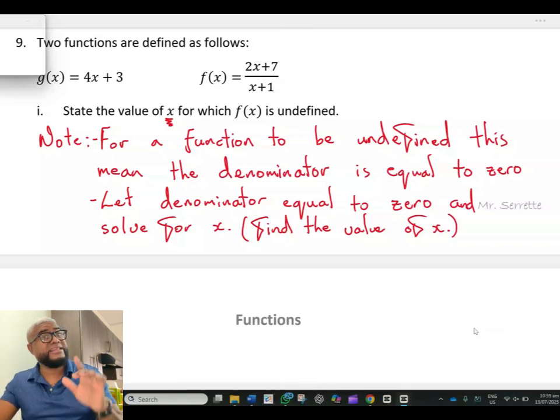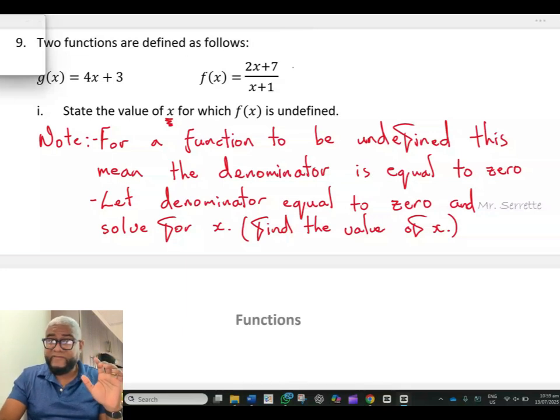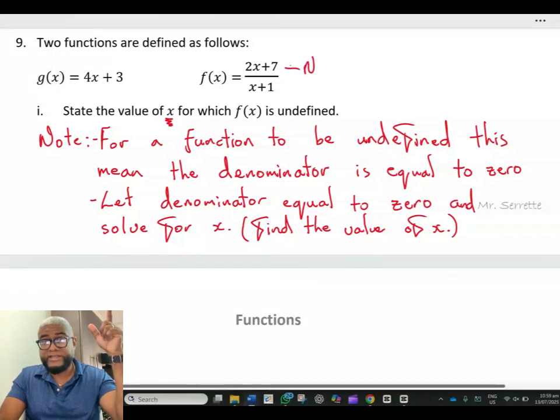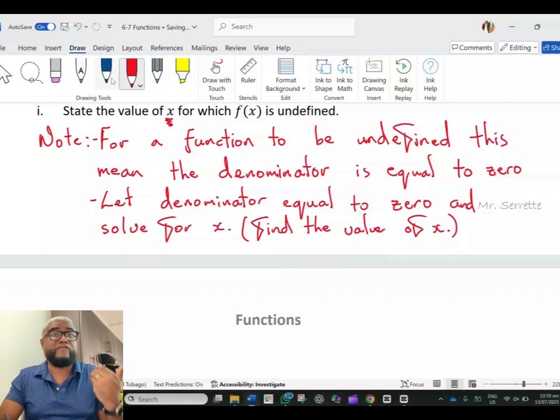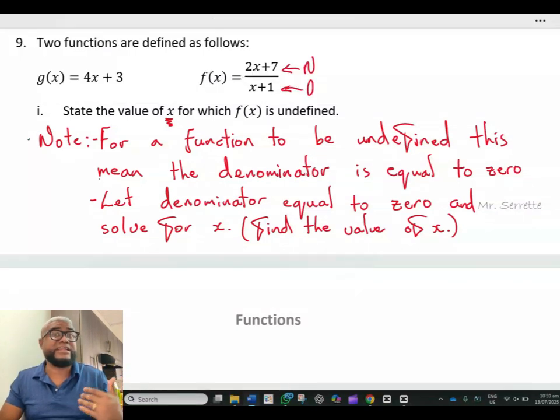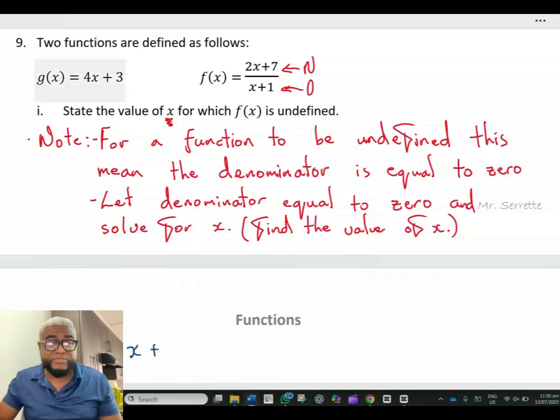Okay, so I said the denominator is equal to 0. For f of x here, my numerator is what is on top, so this is my numerator. Everybody agrees? My denominator is what is underneath. For a function to be undefined, it means that the denominator is equal to 0. They asked us to state the value of x for which f of x is undefined. So I'm going to take the denominator now, which is x plus 1, and put it equal to 0 so that I can find x.